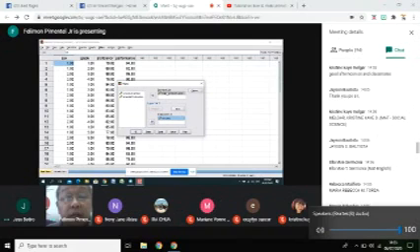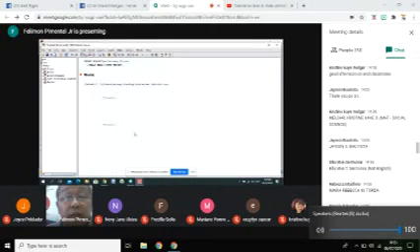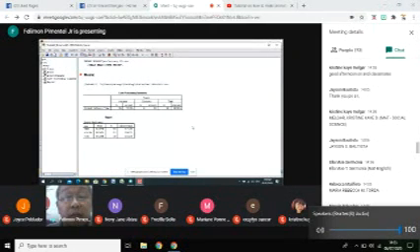So from the variables, we will be transferring the English proficiency to the dependent list, and we transfer sex to the independent list. And then you just click OK. From the table, you will now have the means of the male and the female group and their corresponding number of respondents, and of course the standard deviation.